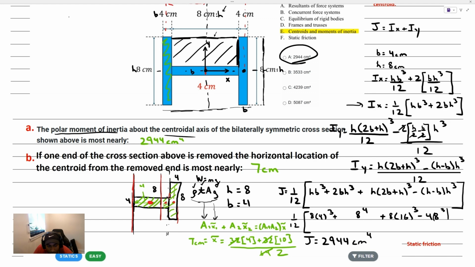But actually, we're just taking moments of each of these weights, right? That's what's actually producing the moment. It's just common density, thickness, and gravity make it look like moments of areas.